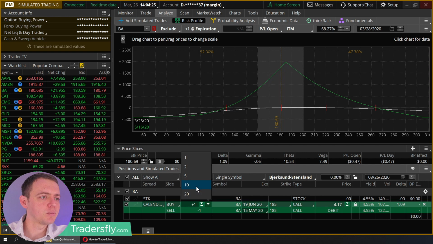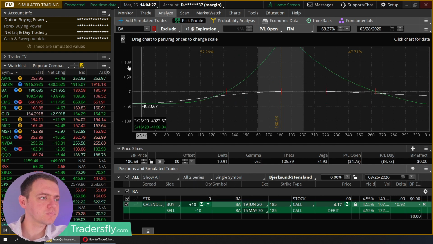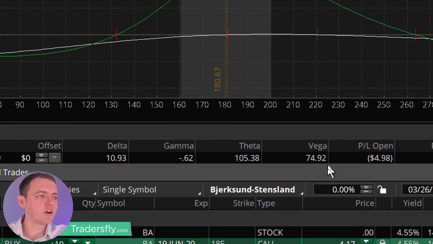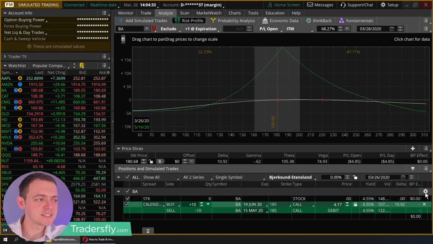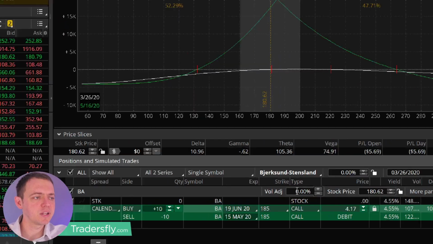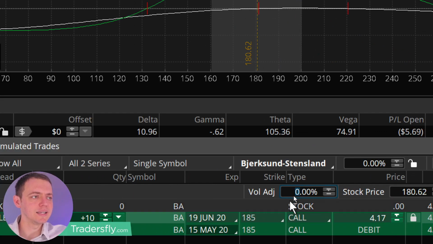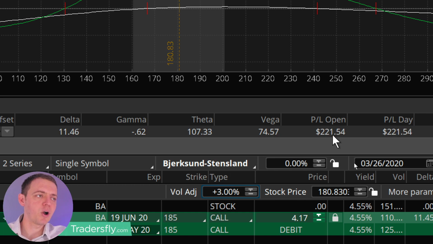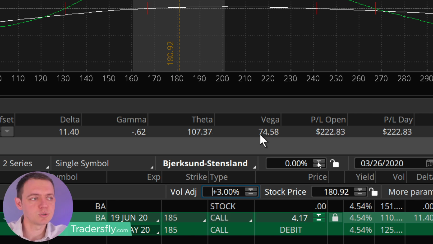So let's bump it up to about 10 contracts for now, just so that way we can see the difference in the numbers. You can see my Vega or volatility here is 74, positive Vega. And if I manipulate the volatility theoretically in time, if volatility goes up, let's say 3 points, well, you can see my profit and loss goes up $222, right? 74 times 3, you're looking at about $220 based on these figures.